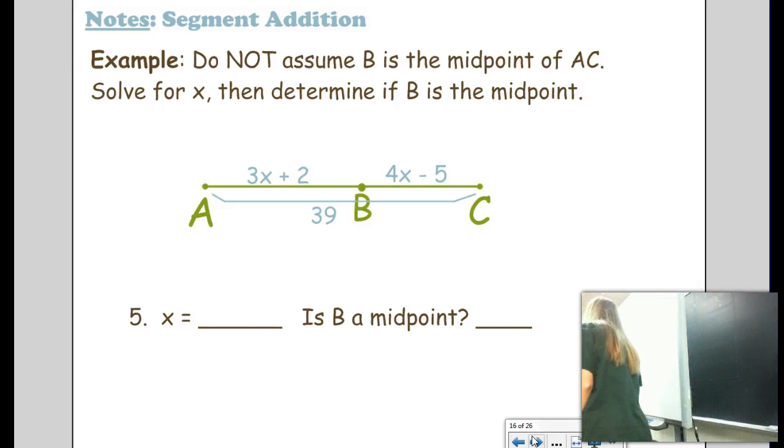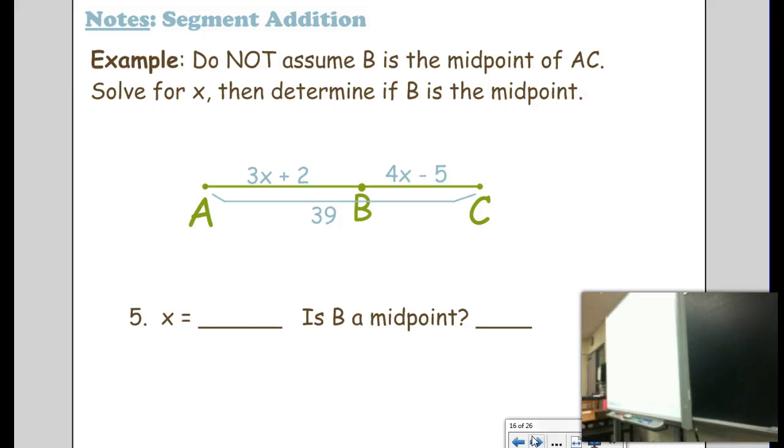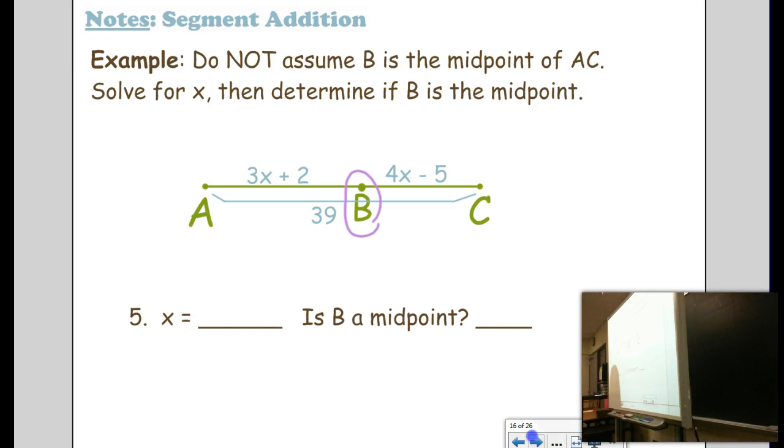This one's a little bit challenging. What if I gave you a segment and I didn't tell you if B was a midpoint or not? Does it look like a midpoint? I think it looks like it's in the middle, but we're not sure because no one said midpoint and no one put tick marks on there for us. So we have to figure out if it really is a midpoint. We're going to pretend it's not a midpoint. If it's not a midpoint, then we have to use segment addition. Part plus part equals whole.